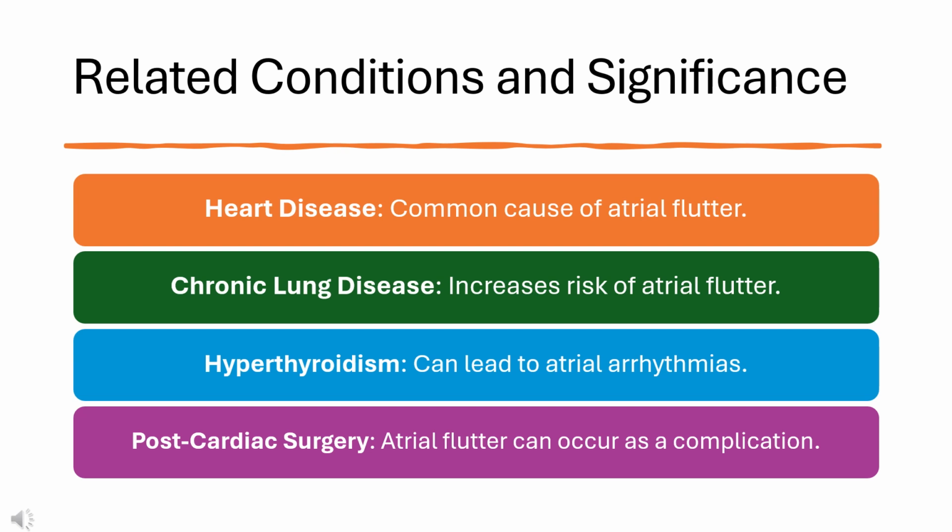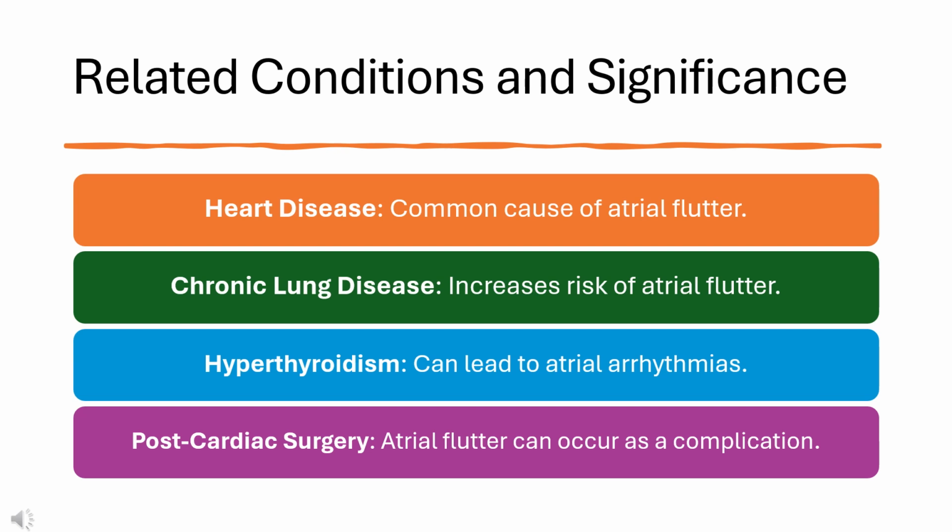Congestive heart failure, the heart's reduced ability to pump effectively, can cause atrial dilation and increased atrial pressure. These changes can create a substrate for atrial flutter. Diseases affecting the mitral or tricuspid valves can cause increased pressure and volume load on the atria, leading to atrial enlargement and fibrosis, which are conducive to atrial flutter. Understanding the underlying heart disease is crucial for managing flutter effectively.